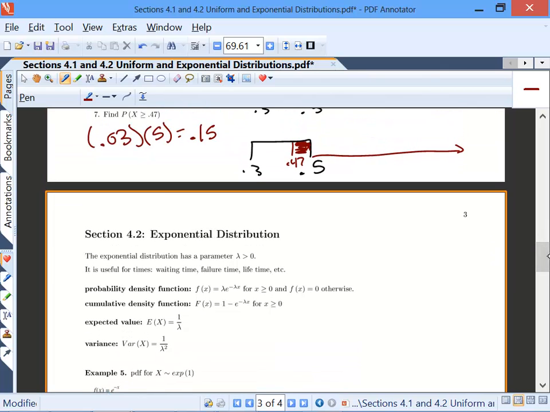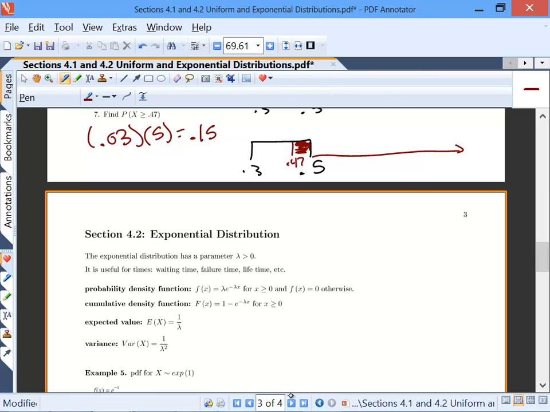Our next distribution that we're going to talk about is not a rectangle. Okay, it is the exponential distribution. The exponential distribution has a parameter, lambda, and lambda has to be greater than 0 for this to work. It's useful for modeling time, so like a waiting time, a failure time, time to death, time to charge a battery, anything like that when you're trying to model the time.